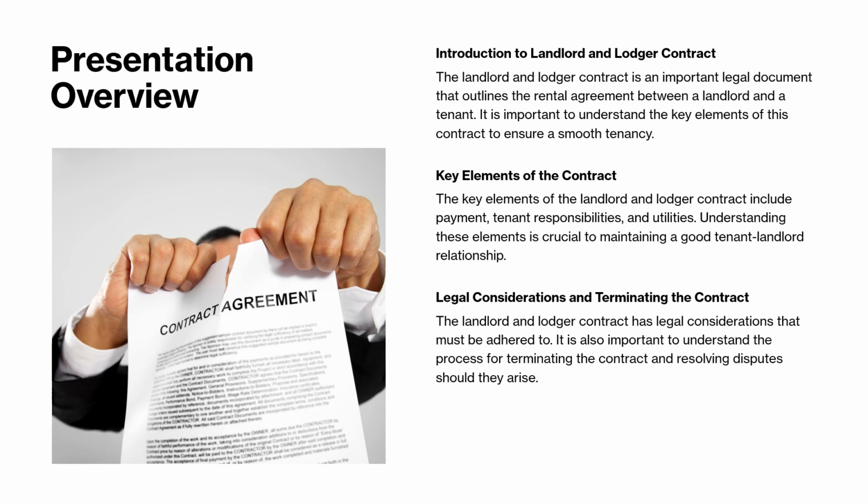Key elements of the contract. The key elements of the landlord and lodger contract include payment, tenant responsibilities, and utilities. Understanding these elements is crucial to maintaining a good tenant-landlord relationship. Legal considerations and terminating the contract. The landlord and lodger contract has legal considerations that must be adhered to. It is also important to understand the process for terminating the contract and resolving disputes should they arise.